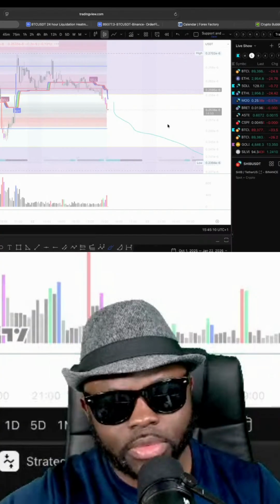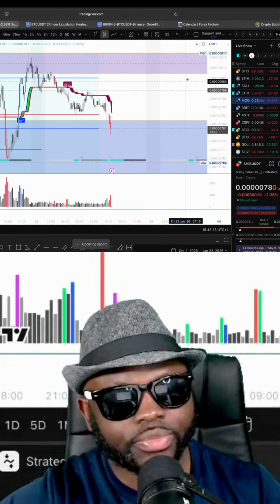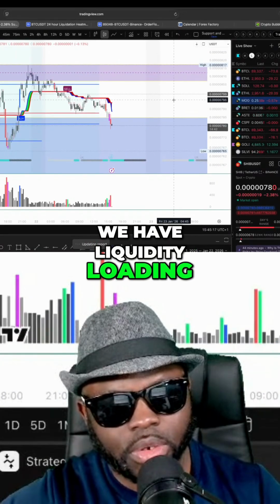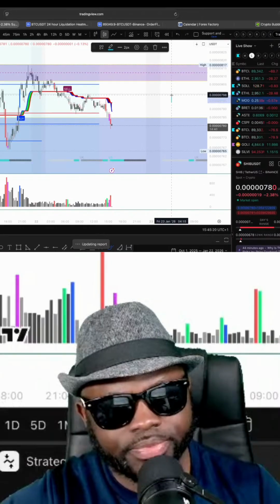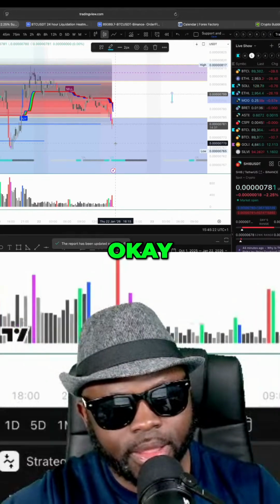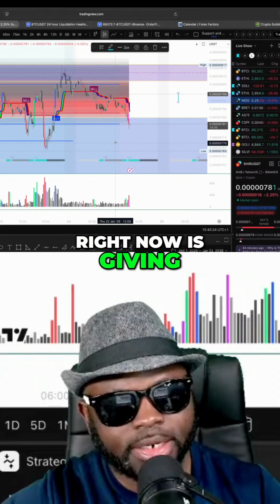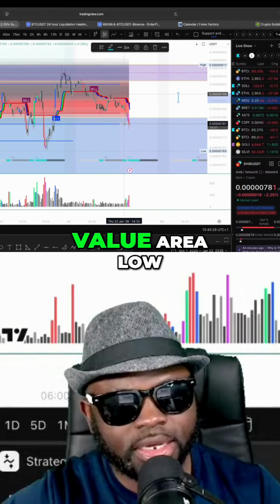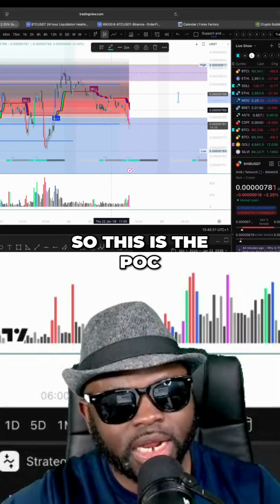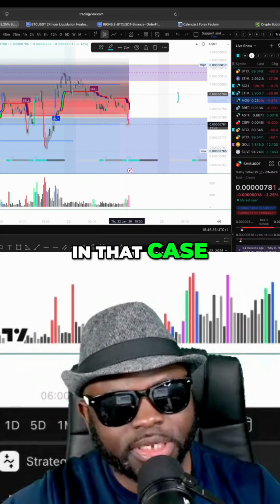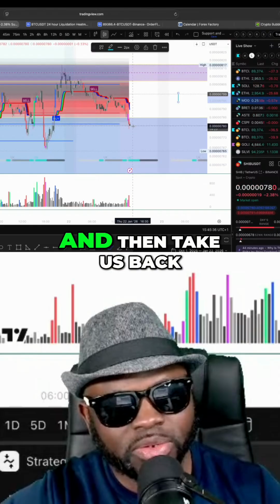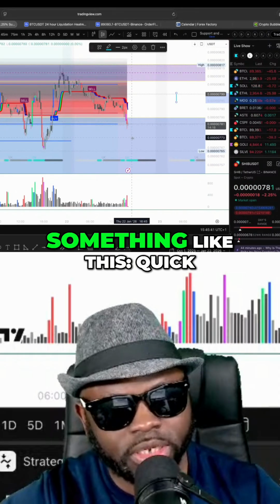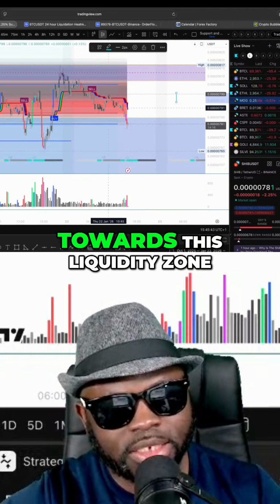Let's see where we have liquidity. It's loading. Okay. In this case, Shiba Inu is giving us more liquidity above price, which makes sense because this is a value area low, right? So this is a POC. In that case, we need to see price hold this area and then take us back. Or even if price is not going to hold this area, we're going to see something like this quick buy back to the upside towards this liquidity zone.